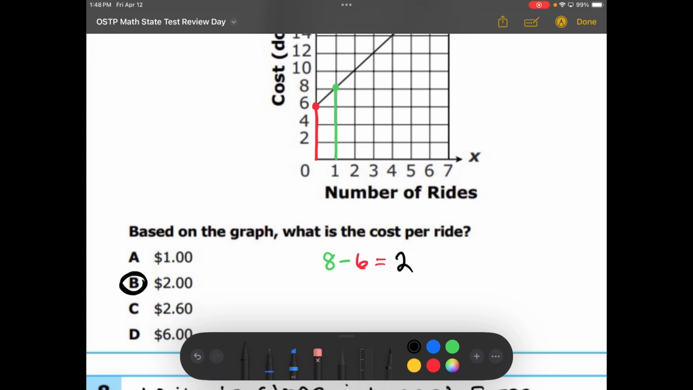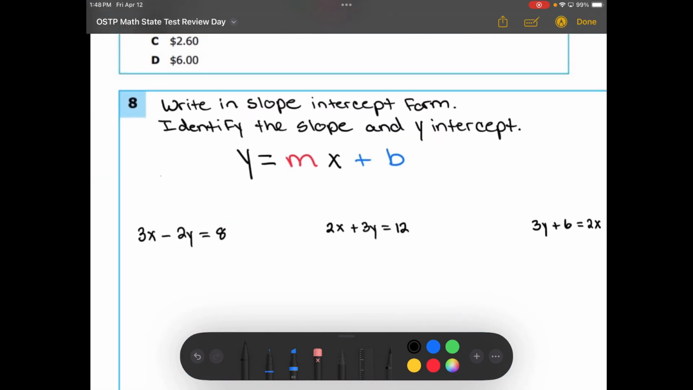B. All right. Now, here's number 8. I want you guys to take a moment and write this down.